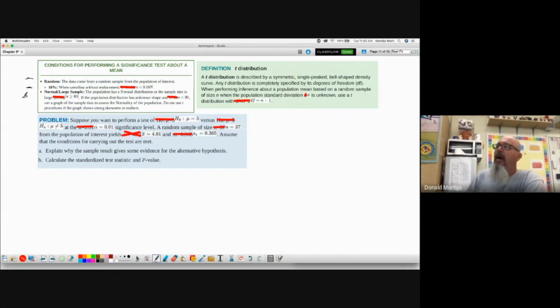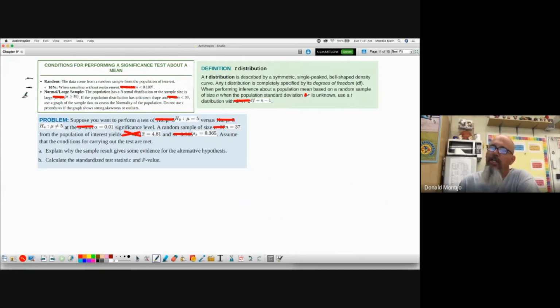Okay. Now, if we're doing a significance test for a mean, it's going to be a little bit different than it was for a proportion, obviously, because how do we calculate x bar? Much different than p hat. Okay. How do we find the standard deviation of a mean? Much different than the standard deviation of a proportion, but the process is going to be the same.